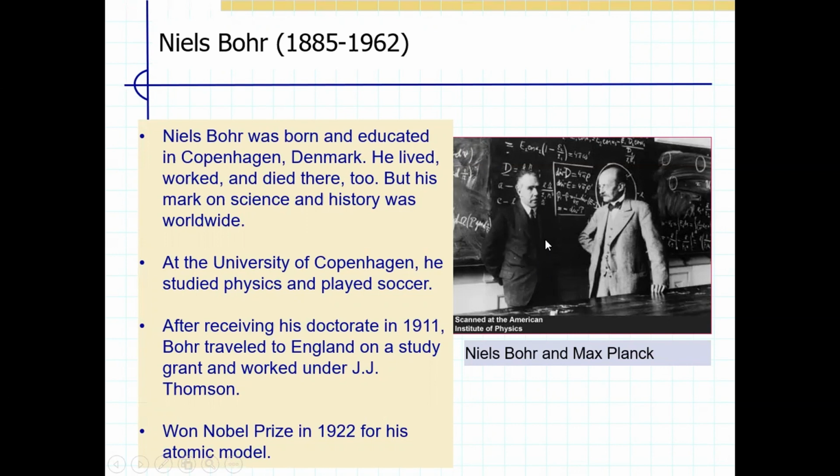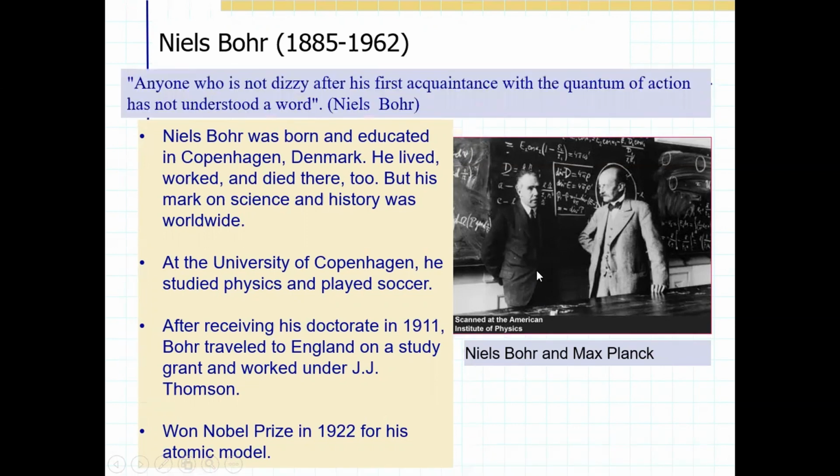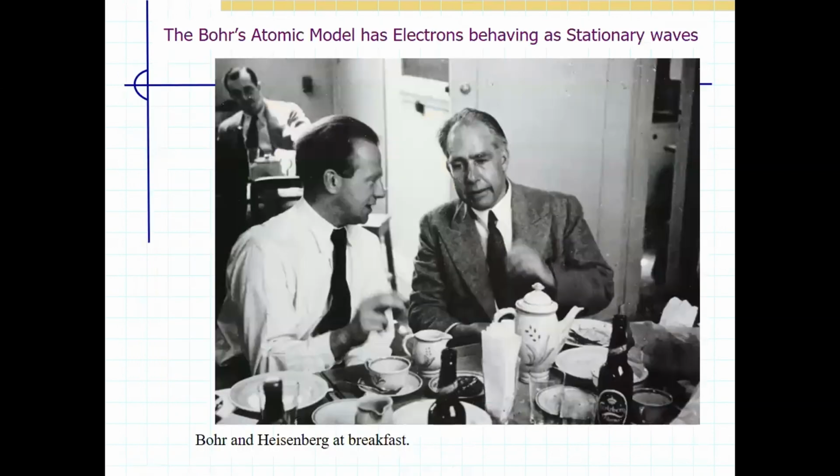So electromagnetic theory had both these combinations. This is a picture which is showing Bohr's interaction with Heisenberg. Heisenberg is very popular for his uncertainty principle, and both of them are responsible for telling us about the stationary waves that are the electrons within the atom.